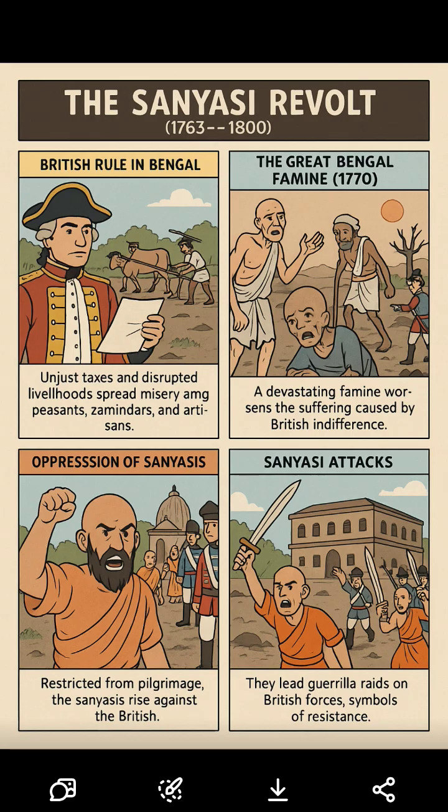4. Sannyasis, holy monks, were also blocked from travelling to holy places. 5. Angry and determined, the sannyasis took up arms. 6. They fought bravely, attacked British centres and became symbols of resistance. 7. After many years, the British finally stopped the revolt, but it became a powerful example of protest.